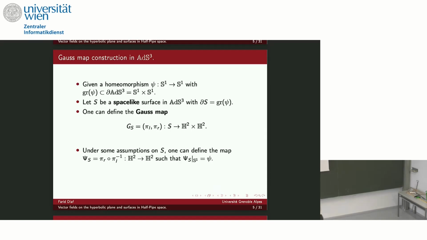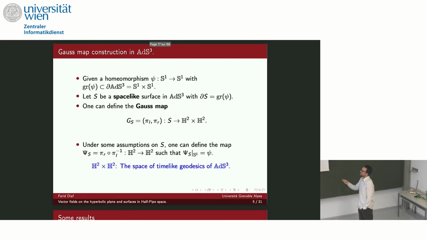Okay, I don't have time to explain this construction very well, but let me say where H2 times H2 comes from: in fact, this is the space of time-like geodesics in anti-de Sitter space. We are in the Lorentzian setting, so we have three kinds of geodesic, depending on the sign of the norm of the speed of the geodesic. And time-like means that it is a geodesic such that gamma dot has negative norm.